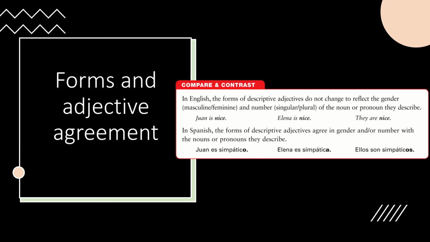So we go from talking about one masculine person being nice, so we use the singular masculine adjective. Feminine singular, one person being nice, so we use the feminine singular version of that adjective. And then once again, this is masculine plural or mixed group in plural, so we have to use the adjective that fits for that mixed group or masculine plural.